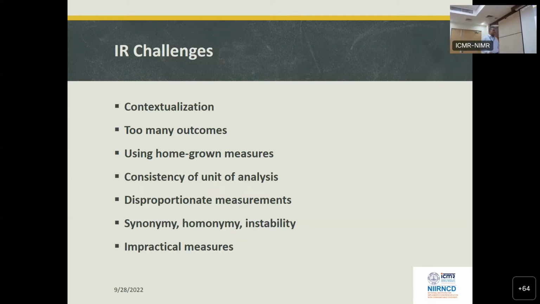These are some terms: synonymy, homonymy, and instability. These are again challenges. Being synonymous, being homonymous with respect to the anthropological component of human behavior, we have to be on the same page. I won't delve more into it. We need anthropologists and sociologists to talk about details of that. And impractical measures. You understand when we make impractical demands on the system to generate data. So these are some of the challenges that we face when we conduct implementation research.